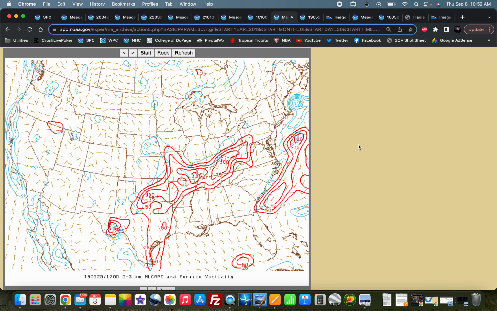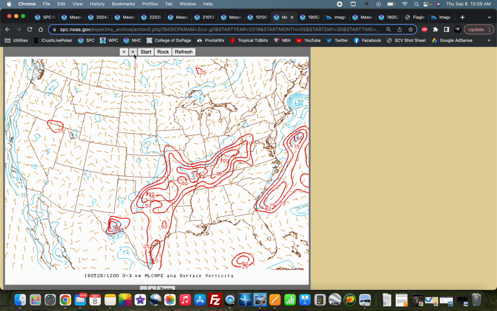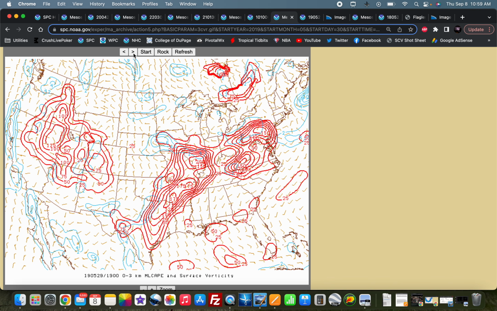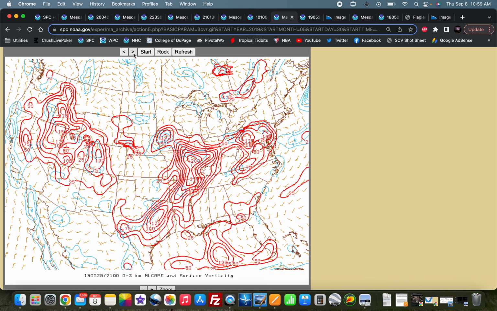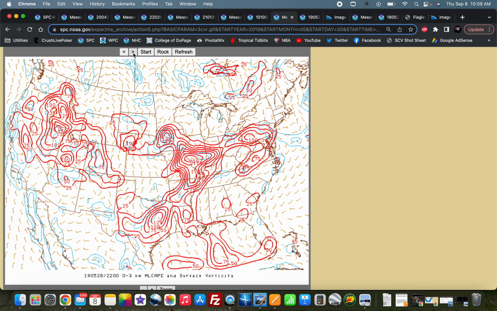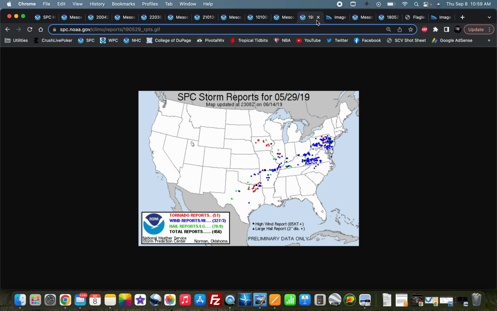So in northwest Iowa, here's our 3 CAPE and vorticity plot, and you can see that as we go on through the afternoon, we get a nice bullseye in far northwest Iowa. You can see the blue contours, surface vorticity right along that boundary ahead of that surface low, was enhanced. And there's our 3 CAPE bullseye. And what do you know? Lots of tornado reports in northwest Iowa right near that bullseye.